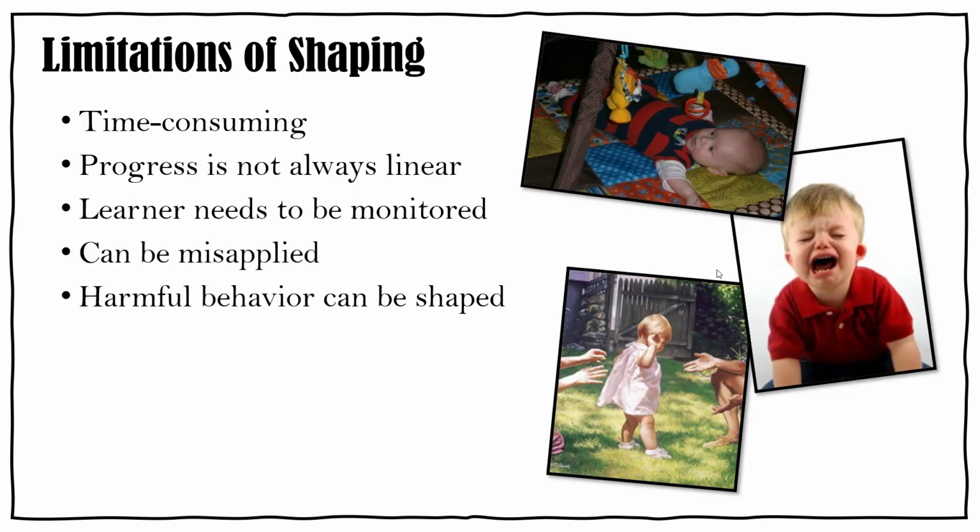There are some limitations with shaping. It is pretty time consuming, and the progress is not always linear. So you might lay out these steps, these successive approximations, and if in that extinction burst the kid doesn't engage in one of those, it might not be as linear as you planned it to be. You always need to monitor the learner, because right after he engages in a closer successive approximation, you have to reinforce that behavior immediately. If not, they're on to something else, and you might provide a reinforcer, but it might not be for a successive approximation.